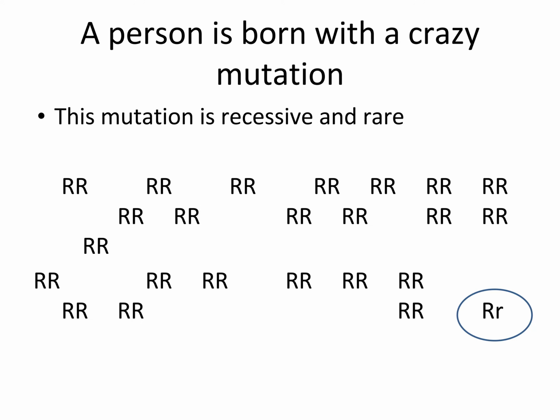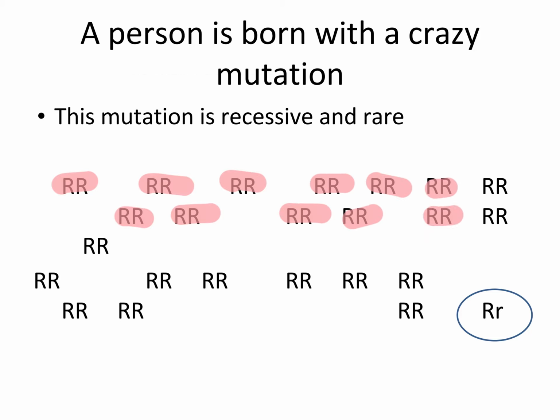So here's a made-up example of how inbreeding could cause genetic disorders. What I have here is a number of individuals, and each of these is supposed to represent an individual. Remember, they are diploid, so they have two copies of every gene. These are the alleles. The allele that most of the population has is big R, the dominant allele.